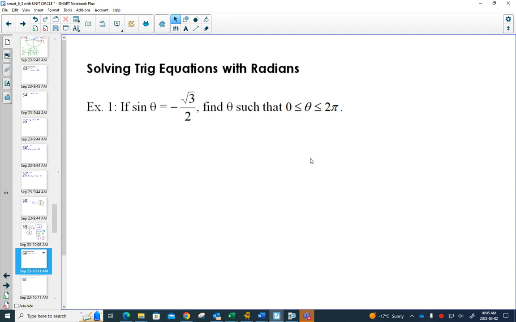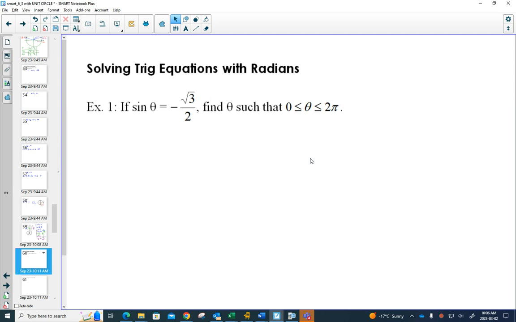If this was in grade 11, you would have said, well, it would be between 0 and 360 degrees instead of 0 and 2 pi. In grade 11, you would have gone to your calculator and found your reference angle. You would have looked at your CAST rule and said sine is negative in quadrants 3 and 4. Drawn your triangles, found your reference angle, and then found your two angles in quadrant 3 and 4.